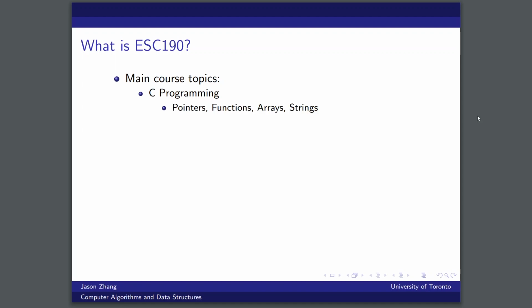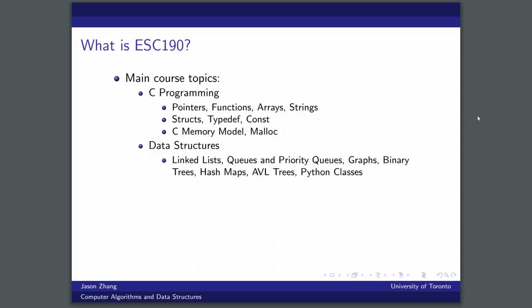Because this is our first introduction to C, we learned about pointers, functions, arrays, strings, structs, typedef, const, and some lower level ideas like the memory model and malloc. Another big part of the course was data structures. So we learned about linked lists, queues, priority queues, graphs, binary trees, hash maps, AVL trees, and a little bit of Python classes. And then we learned how to apply various algorithms to these data structures.